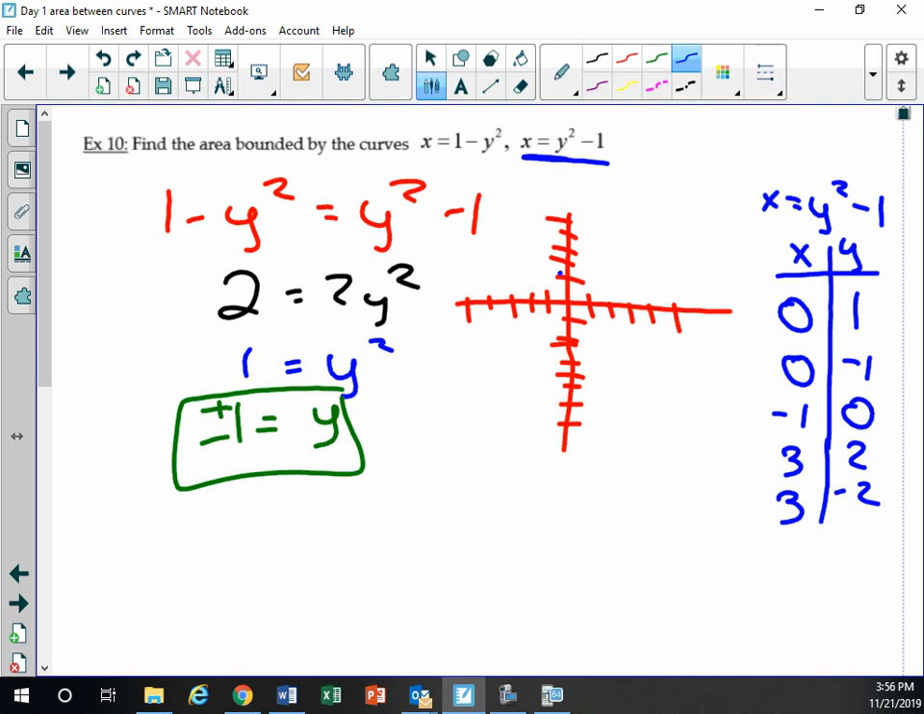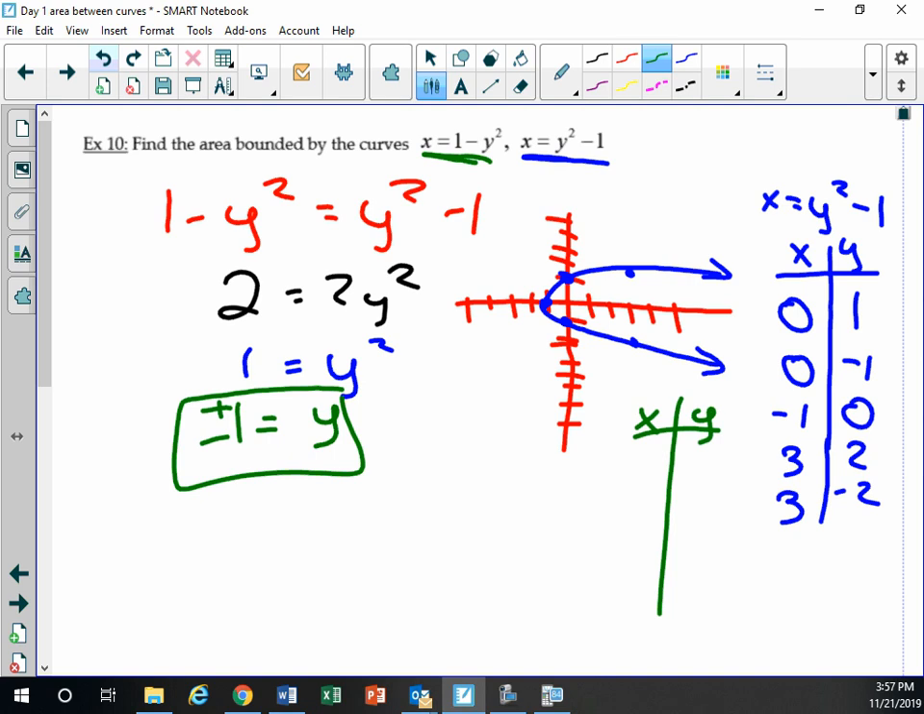So 0, 1, and also 0, negative 1, and negative 1, 0. And I have 3. Oh, because I got that point wrong. Negative 1, 0, I have 3, 2, and 3, negative 2. Makes sense? Sideways parabola opening to the right. Now I'm going to do this one.